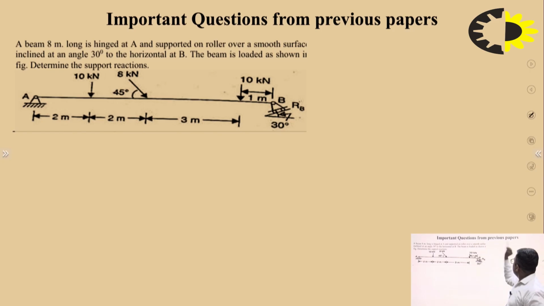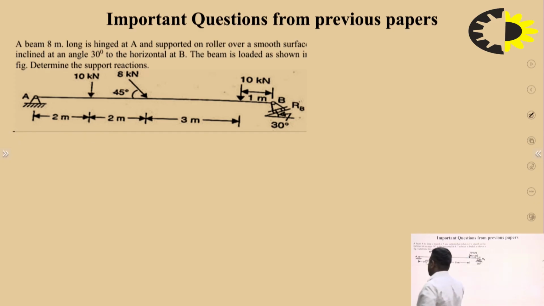So, the question is: a beam of length 8 meters is hinged at A, and supported on a roller over a smooth surface inclined at an angle of 30 degrees. Here there is a roller support, and here it is a hinged support. The beam is loaded as shown in the figure. Determine the support reactions. Very good question, a simple one.